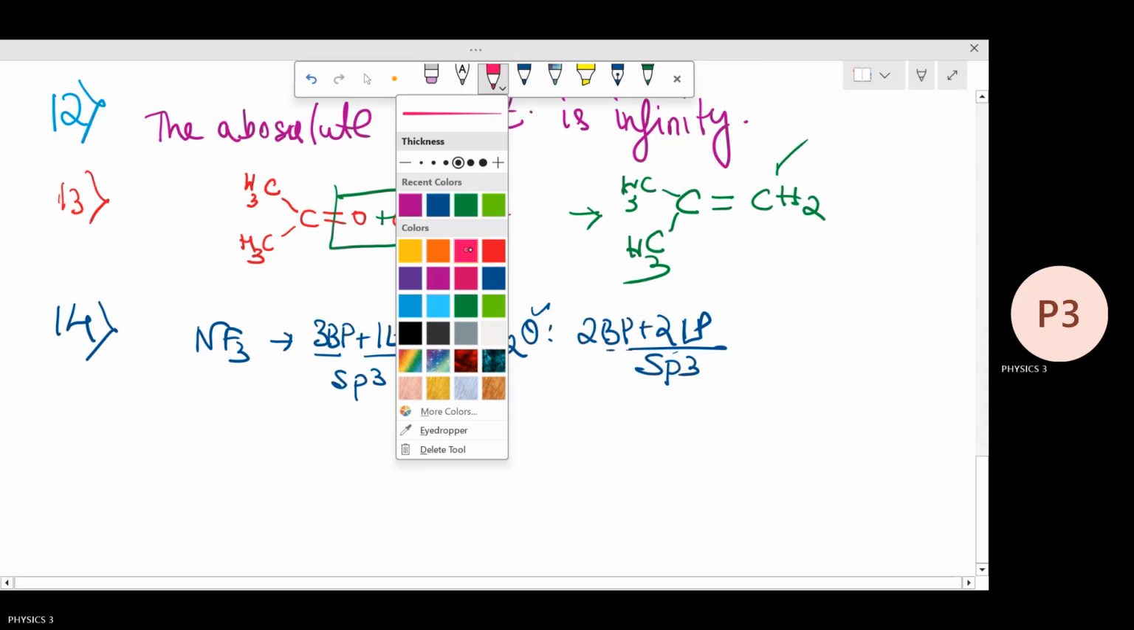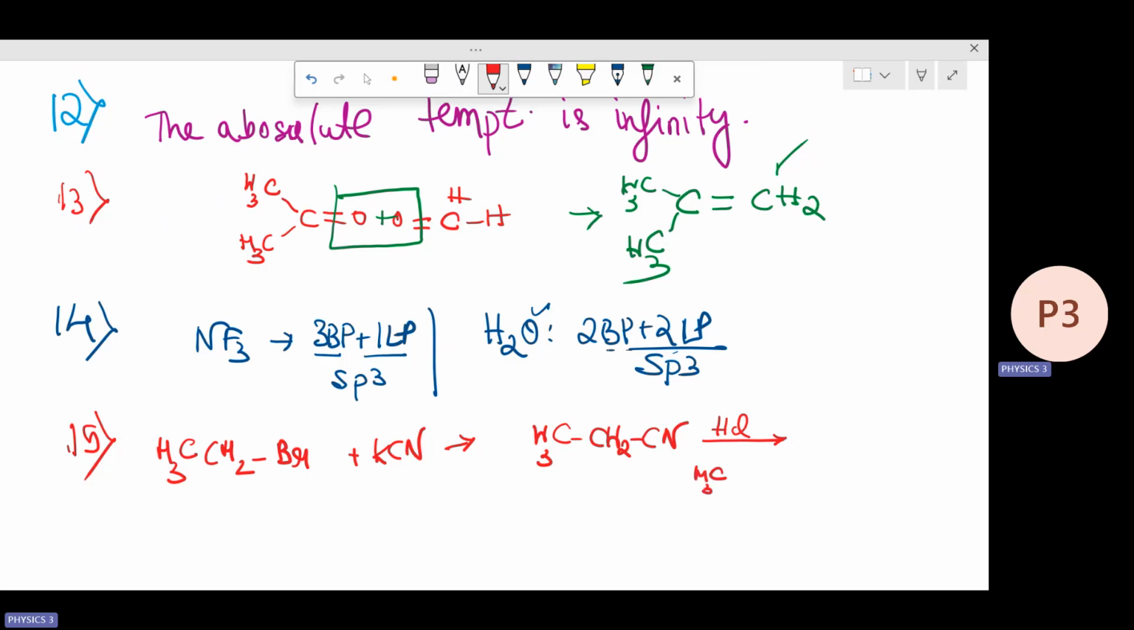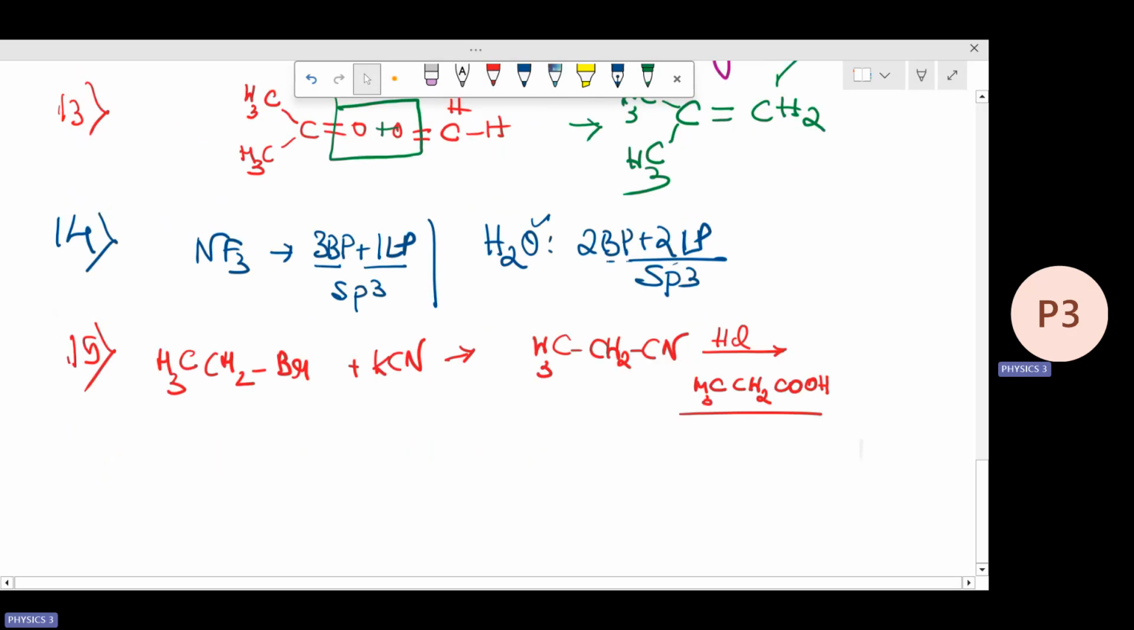Next, question number 15. They are asking about a reaction which indicates first a substitution reaction, then acidification. If I take CH3CH2 and react it with KCN, I will immediately get CH3CH2CN. As soon as you react it with HCl, you are going to get CH3CH2COOH. That will be my final product, option number 4.